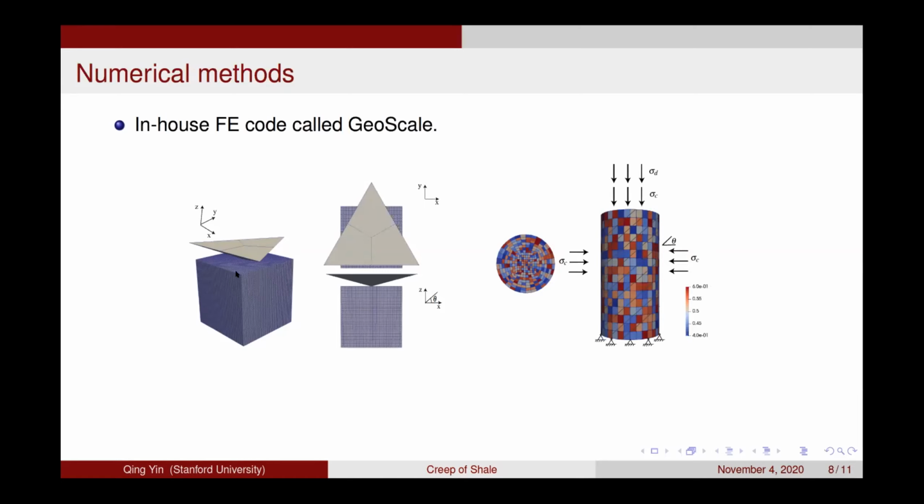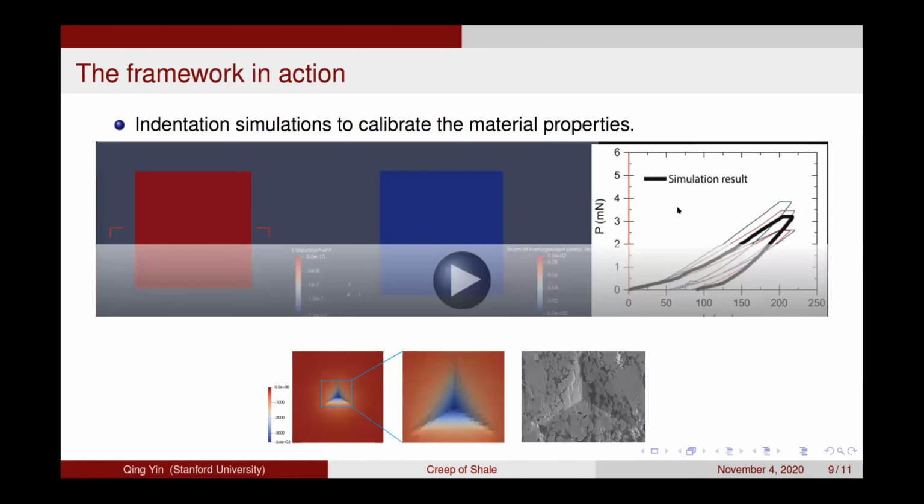It's actually a tetrahedron. And when you have a tetrahedron that is indented into a material, you will have some singularity around the tip area, say here. So we also need to resolve that. After resolving those problems, we can do this indentation test in 3D and calibrate the material properties of both the hard and soft phases. And then we can conduct this triaxial creep test in 3D as well with a heterogeneous mesh. Let's see this framework work in action.